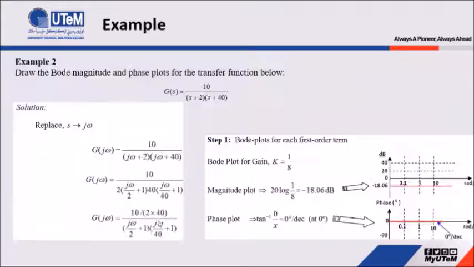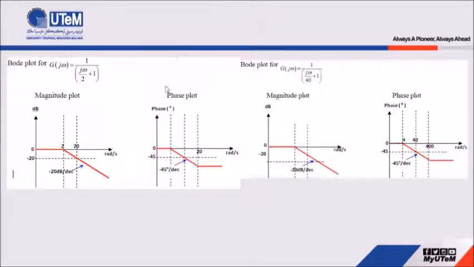Next, for this second component, we use the same procedure as for this component, and the only difference is the cutoff frequency. In this component, the cutoff frequency is at 40. So at 40 here, the magnitude plot will start to decrease at negative 20 dB per decade. For the phase plot, because this is equal to 40, the phase plot starts to change at 40 divided by 10, which equals 4, and ends at 400, because it is 40 times 10. Then it is maintained at negative 90 degrees because this component is in the denominator.